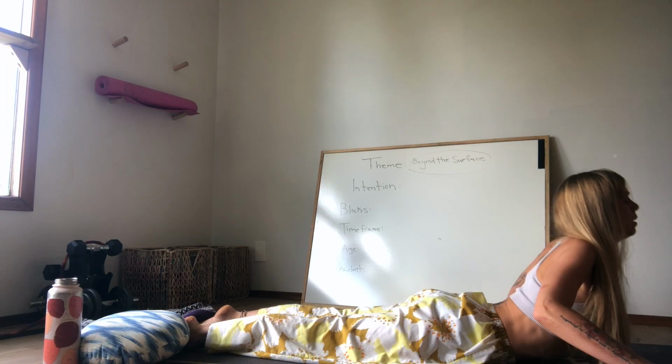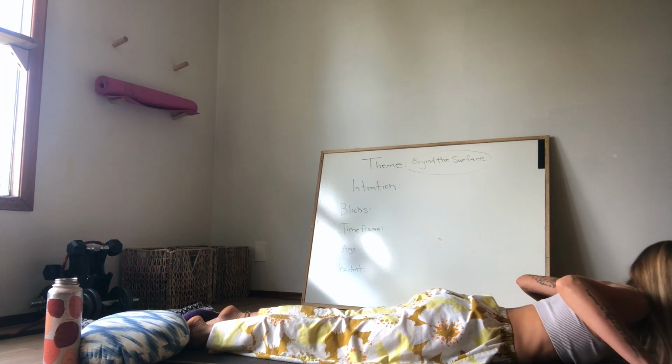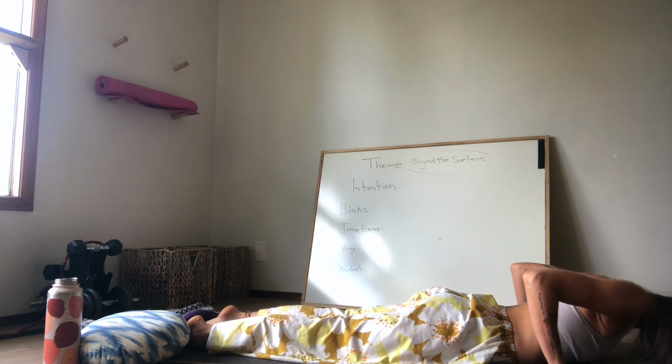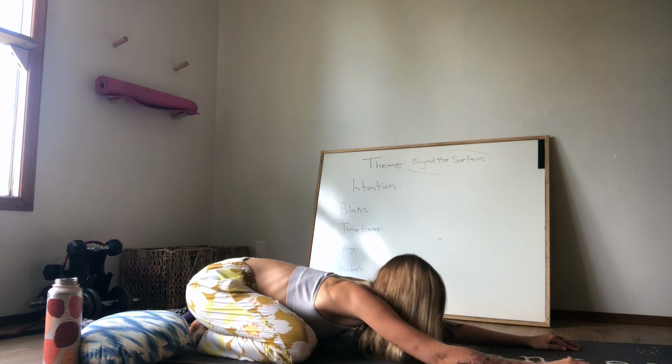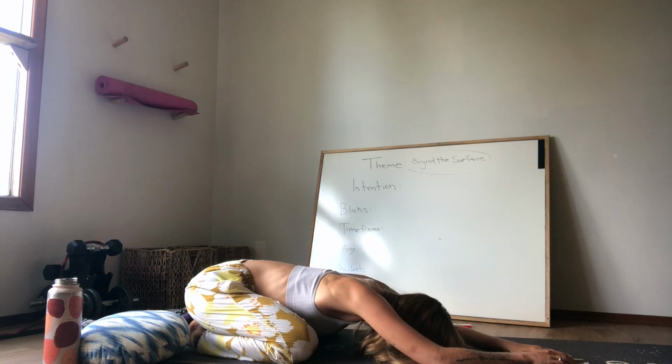Exhale, ripple down. And inhale back to child's pose. Lowering the forehead down to the earth. Pausing here for a few breaths, allowing that information and the movement to both be migrating, marrying one another.